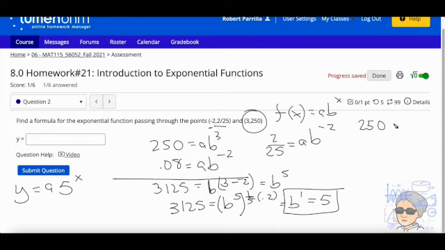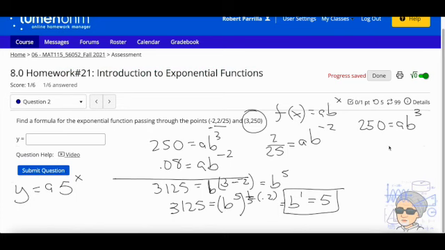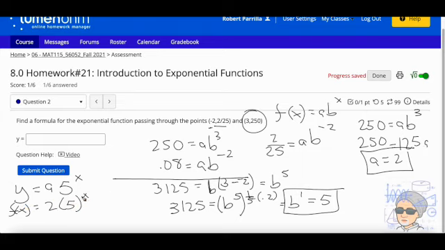250 is equal to some value of a multiplied by b to the power of 3. And we know that b is 5. So we're going to solve that. That's going to give us b times b times b is 125, or 125a. And 250 divided by 125 is easy. It's 2. a is equal to 2. So now you have your a and your b. Your entire function will be f of x is equal to 2 times 5 to the x power.